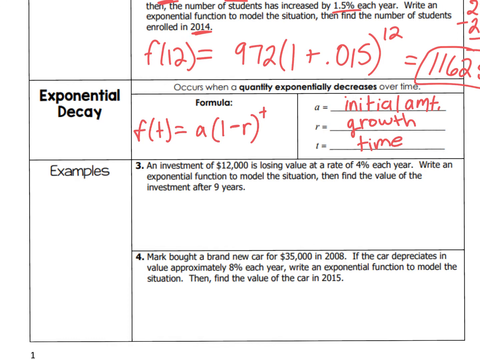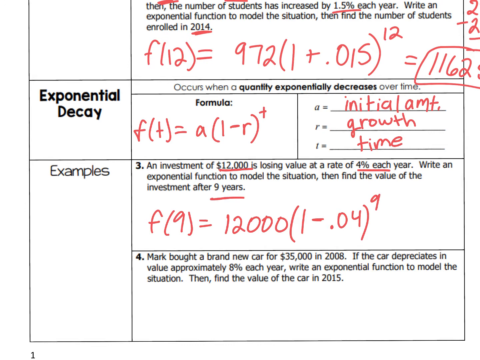Okay, so it says an investment of $12,000 is losing value at a rate of 4% each year. Write an exponential function to model the situation. Find the value after 9 years. So underlining the important things and then just plugging them in. t is going to be what on this one? 9. So f of 9 equals my initial investment, they told me was 12,000, times 1 minus my rate of 4%, which would be 0.04, right? Don't put 0.4, that would be 40%, to the 9th power. Yep, type it in.